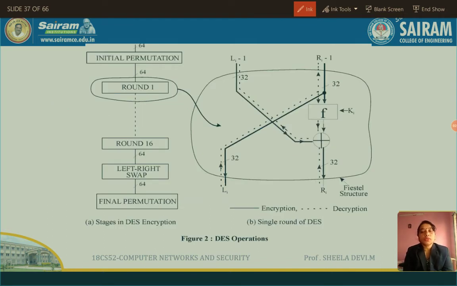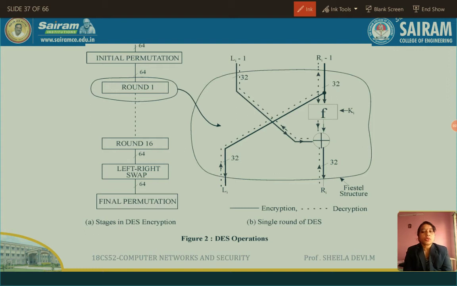You are getting the data which is a 64-bit block, and what we have to do is divide it. As we said, it involves only 4 processes. The first one is initial permutation, the second process is applying the function for the 16 rounds, the third is left-right swap, and the fourth one is final permutation. These are the 4 processes that will be happening in the DES encryption and the decryption. What is initial permutation? It is nothing but a rearrangement of the bits.